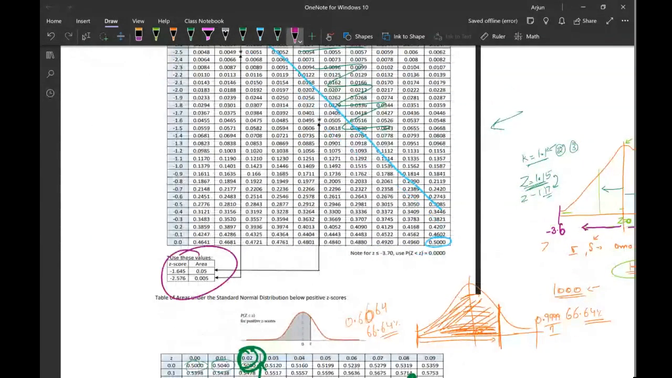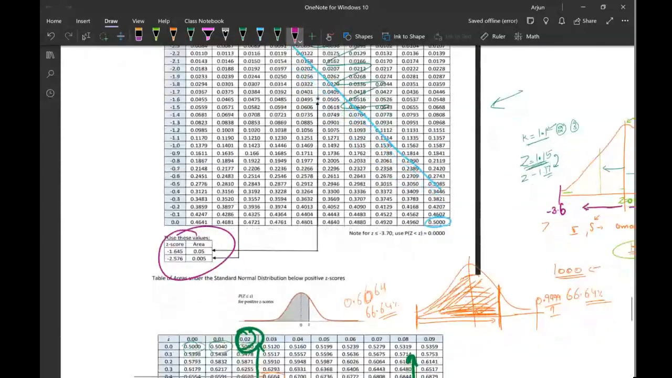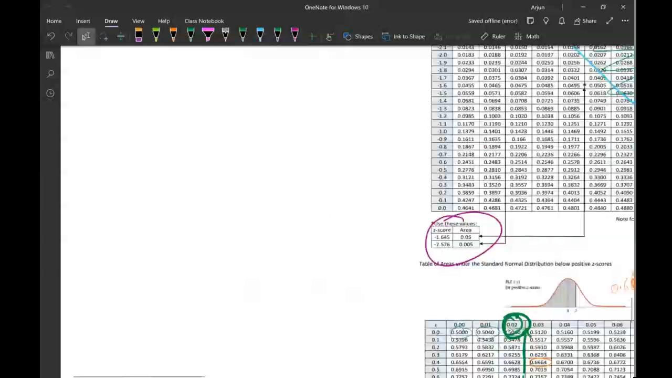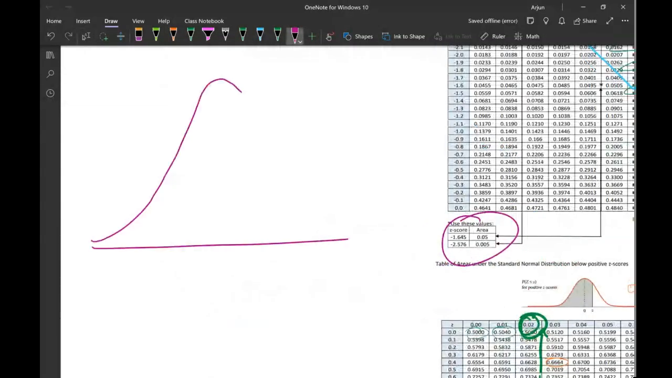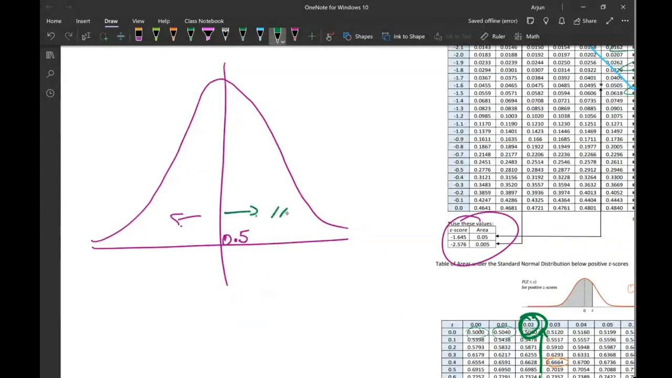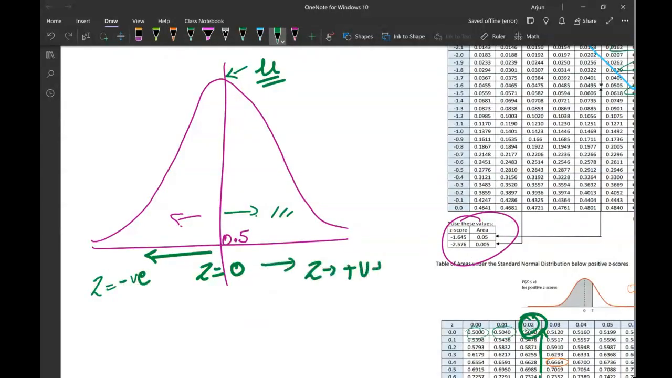Now, one thing you've understood is that if the probability value is less than 0.5, then you are in this section, because right in the middle, the probability value is 0.5. And if the probability value is greater than 0.5, you are somewhere in this section. Corresponding to this mean line, the z-score is equal to 0. If you are on the left hand side, then the z-score value will be negative. And if you are on the right hand side, the z-score value will be positive.